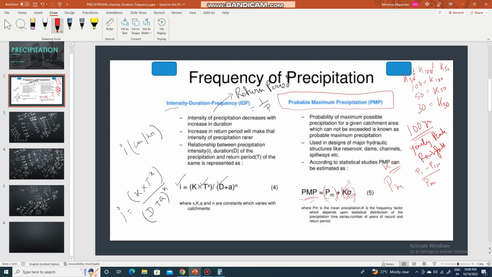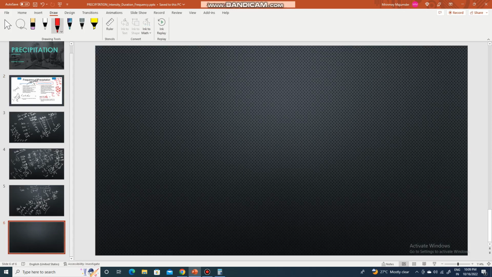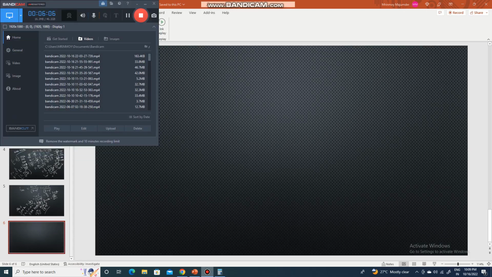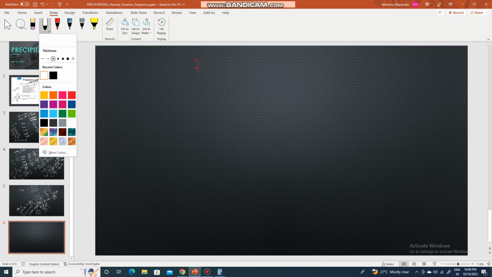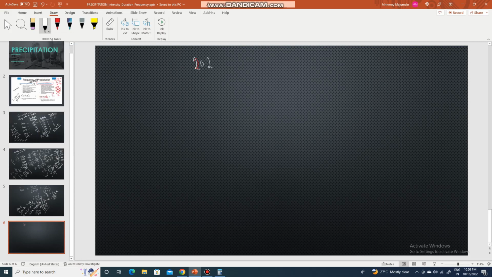Okay, so let us give an example of how to calculate probable maximum precipitation. Correct. So the problem states that suppose the last 10 years rainfall data is given.